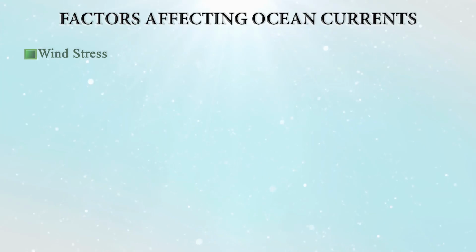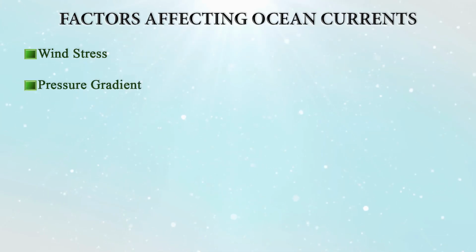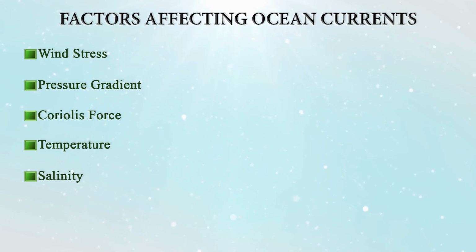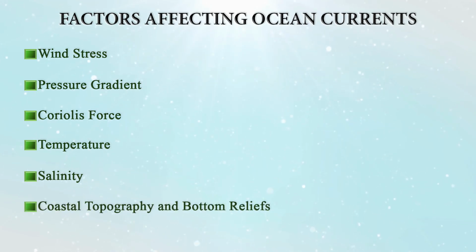So what are the factors that affect the movement of ocean currents? You will get to know in this video program that there are several factors like wind stress, pressure gradient, Coriolis force, temperature, salinity, and coastal topography and bottom reliefs of the oceans that affect the movement of ocean currents.